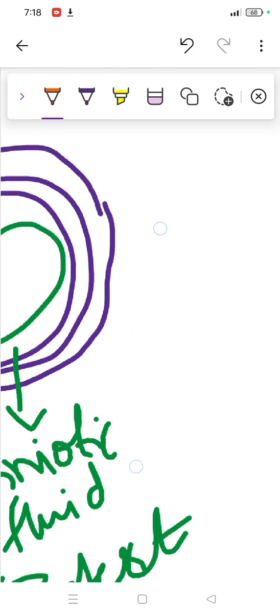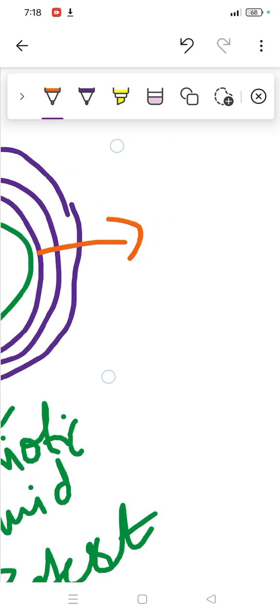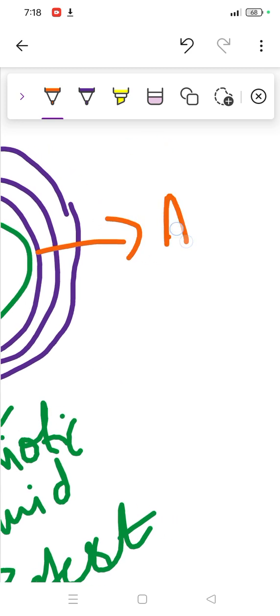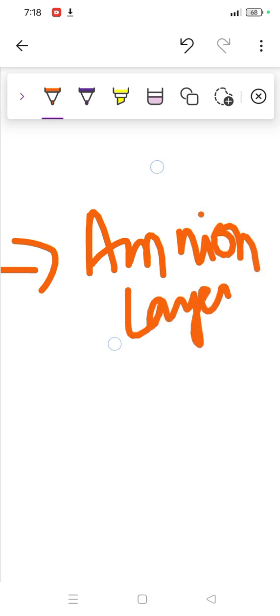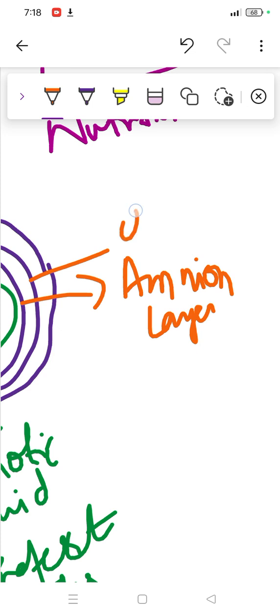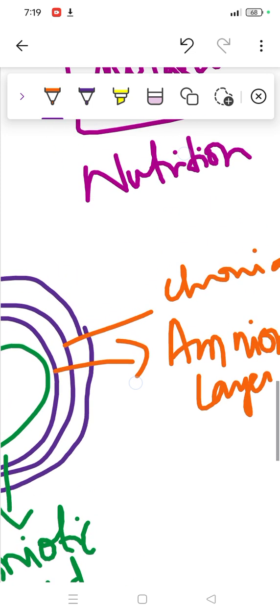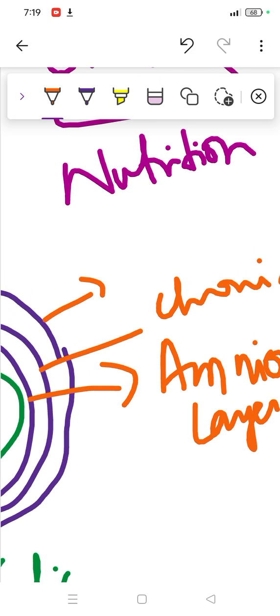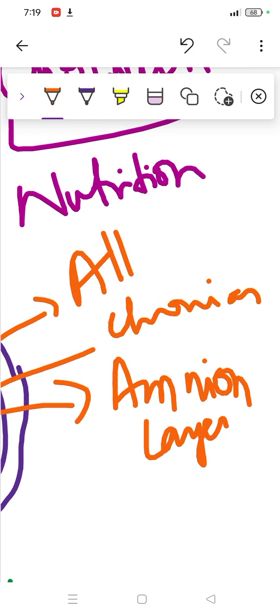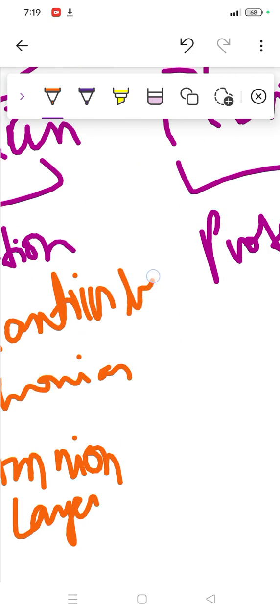So let's see, the inner one is called the amniotic layer, amnion layer. The middle one you see is called the chorionic layer. The first outer one you see is called the allantois layer. So I'm sure it will be clear.